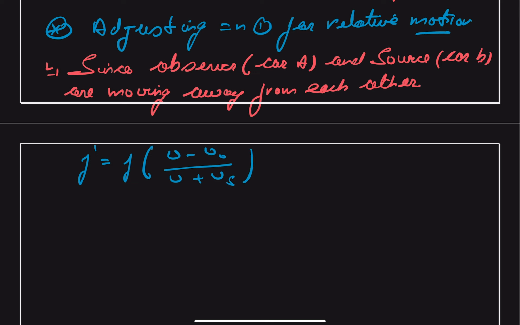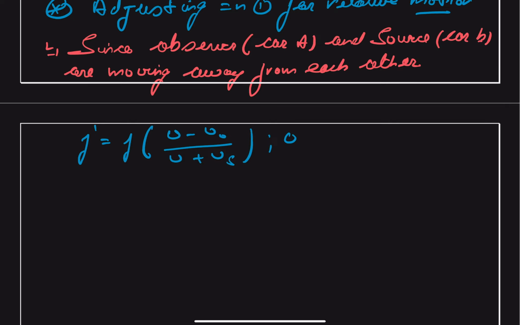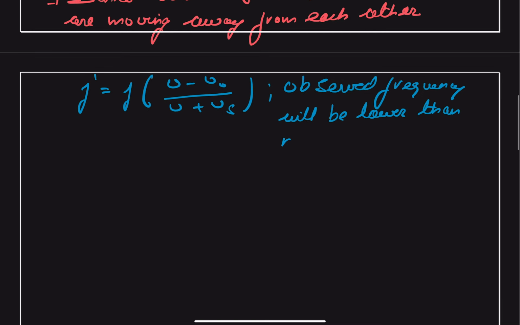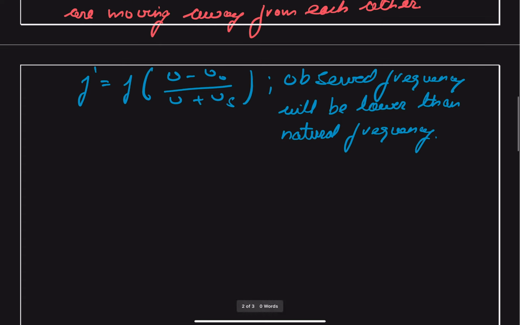So from this equation, we can draw an important conclusion that the observed frequency will be lower than the natural frequency. And we are supposed to find out the natural frequency f. So we can modify the equation.